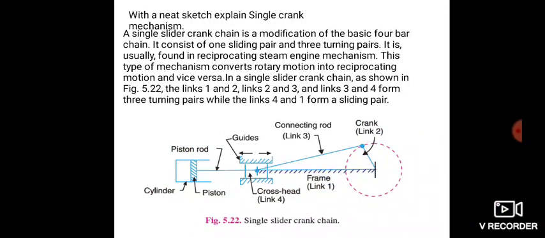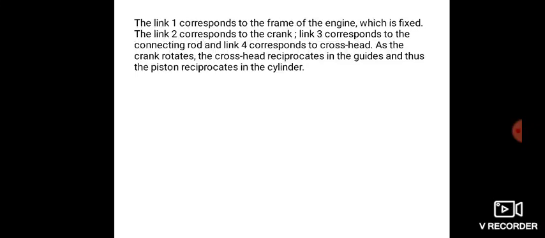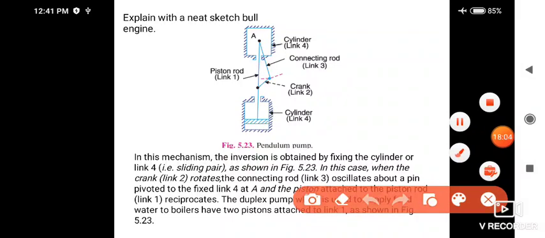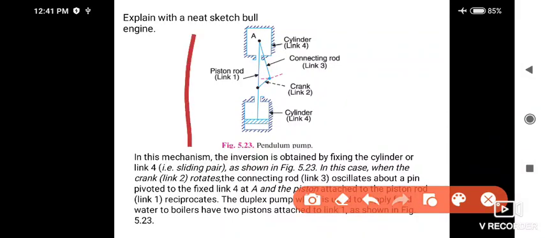Then moving on to the next question. This is further explanation regarding the single slider crank chain. You just go through the notes and you will come to know which part does what. Then next, with a neat sketch explain the bull type engine. This is the diagram of the bull engine. In this mechanism the inversion is obtained by fixing the cylinder, as shown in the figure. In this case, when the crank rotates, the connecting rod oscillates.